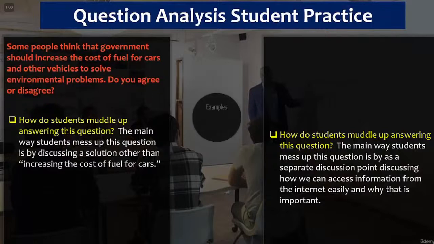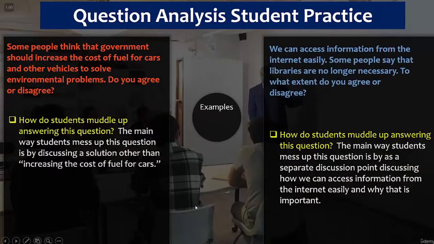So how do students mess up these questions? For the first one in red, the main way students mess up the question is by discussing a solution other than increasing the cost of fuel for cars. You are limited, you are restricted to only talking about that aspect, only writing about that aspect.